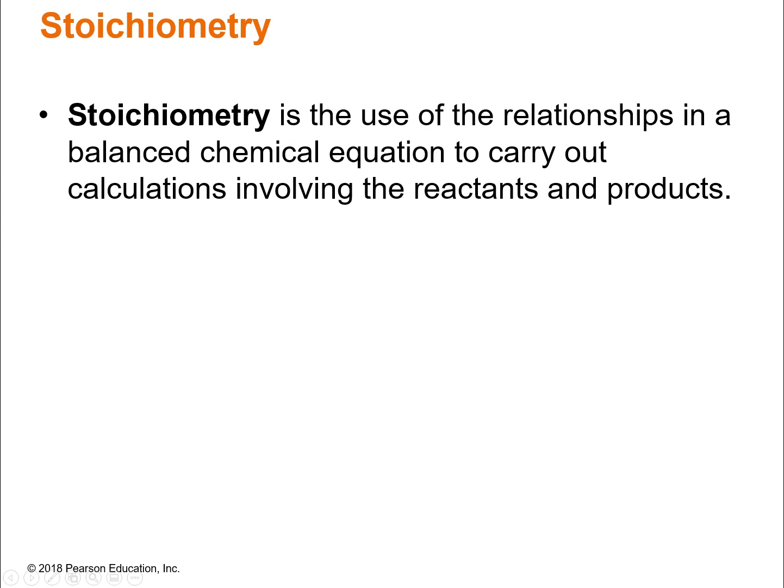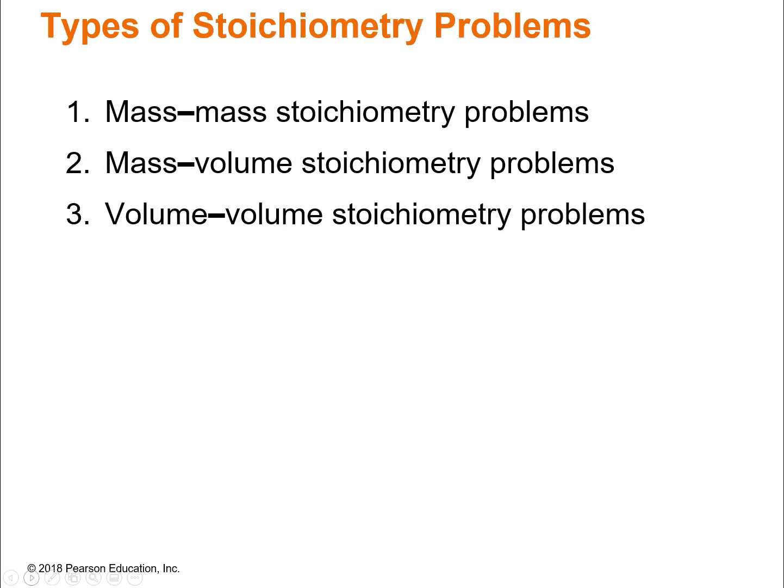So stoichiometry is the use of these relationships in a balanced chemical equation to carry out calculations involving the reactants and products of those equations. There are 3 types of stoichiometry problems that we're going to cover. There's mass to mass, mass to volume, and volume to volume. We'll go over each one. I'll give you a generic how to solve it, and then I'll go through a sample problem.